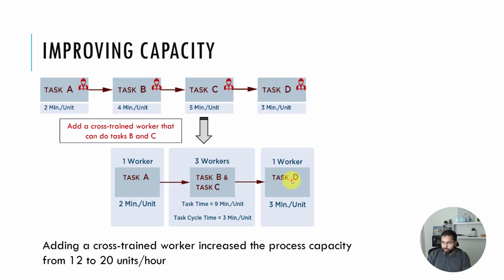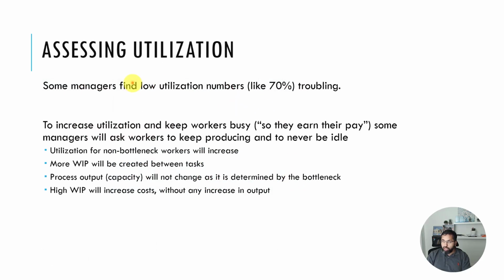So now that you understand blocking and starvation, you understand why the utilization is 40% in task A, 80% somewhere, 100% somewhere, and so on. And the overall utilization for the whole process was 70% as we calculated before. So some managers might look at a metric, the overall utilization of their operation, and say, oh my God, my operation has a resource or worker utilization of 70%. That's terrible. I need to increase this utilization. People need to work so they earn their pay.